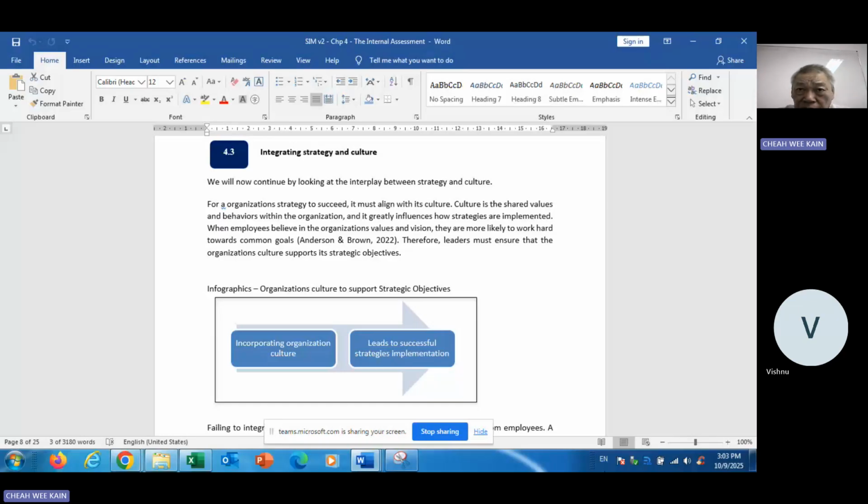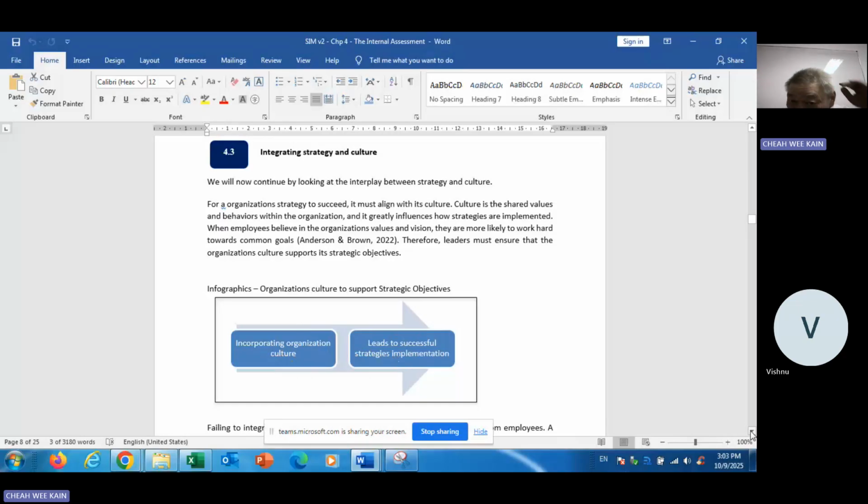Let's say for example, if you are Coca-Cola, you may do a lot of advertisement in a Korean song, if your strategy is for the Korean market, right? But if you are selling Coca-Cola in India, maybe it's a different type of strategy. Your marketing strategy may be different, maybe Indian songs, for example. So you need to integrate, incorporating the organizational culture, and that leads to success.